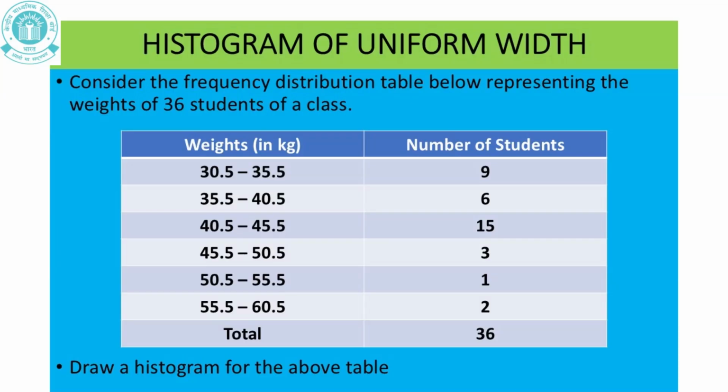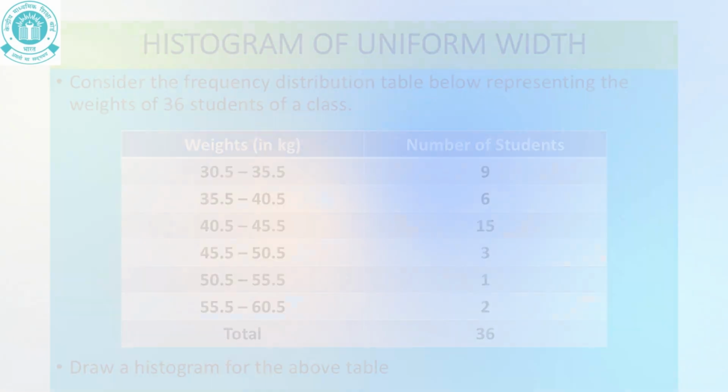We now draw rectangles of width equal to the class size and lengths according to the frequencies of the corresponding class intervals. For example, the rectangle for the class interval 30.5 to 35.5 will be of width 1 cm and length 4.5 cm. In this way, we obtain the graph as shown here.